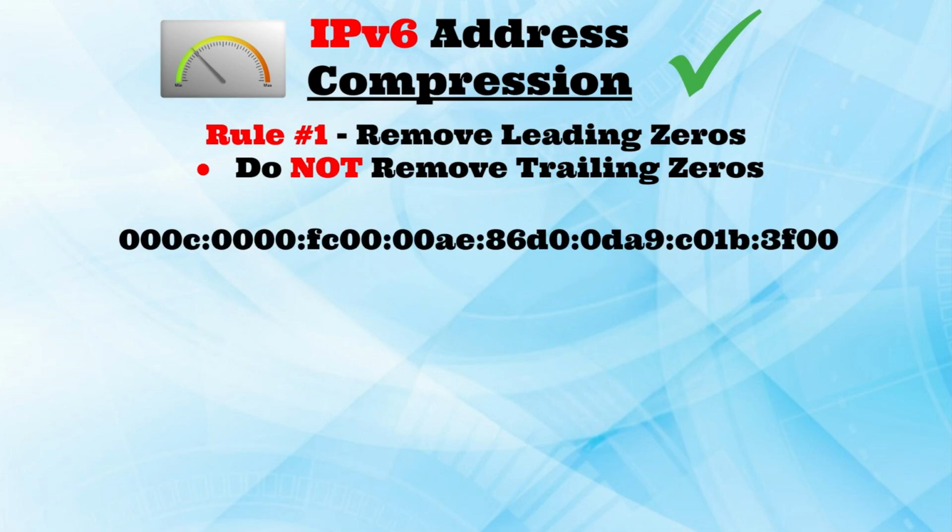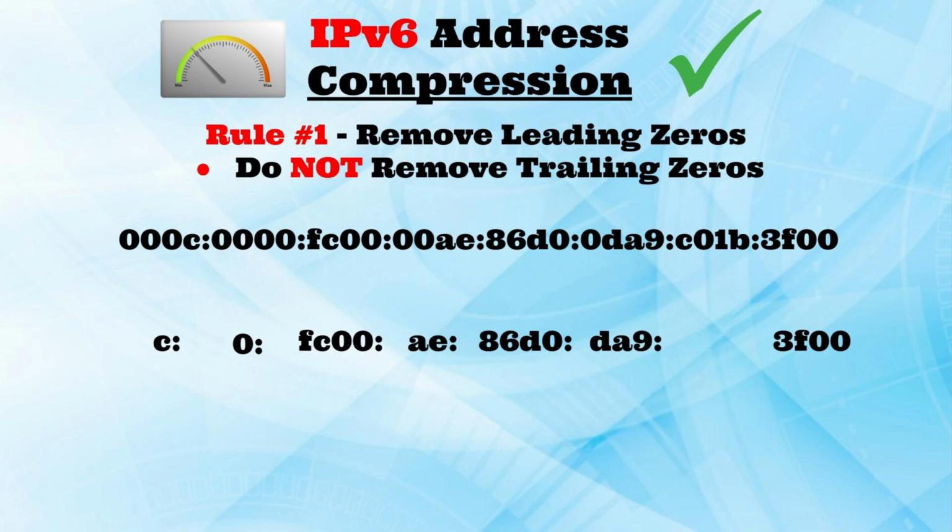Let's apply this rule to this address. So in this first hextet, all 3 zeros are removed, leaving the letter C. We can also remove the leading zeros in the 4th and 6th hextet. In the second hextet, there are 4 zeros. Whenever you see 4 zeros, you want to remove 3 and leave 1. There are zeros at the end of the 3rd, 5th, and 8th hextet, but since they are trailing zeros, they will be written the same.